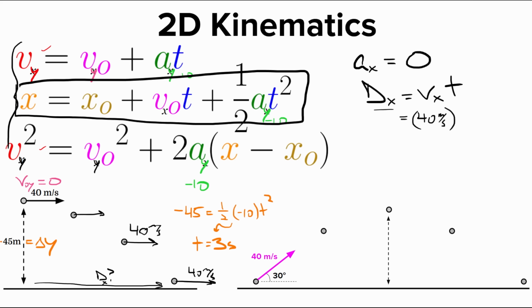So now I can take that 3 seconds, plug it into here, and I get that this object must have moved 120 meters to the right. That's how I can solve that one. But notice, I never plugged any x variables into my y equation, and I never plugged any y variables into my x equation. You just got to keep them separate when you're solving these.